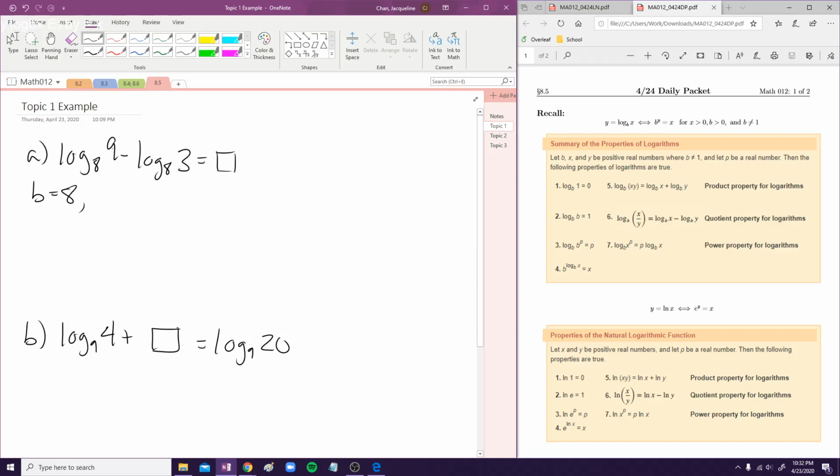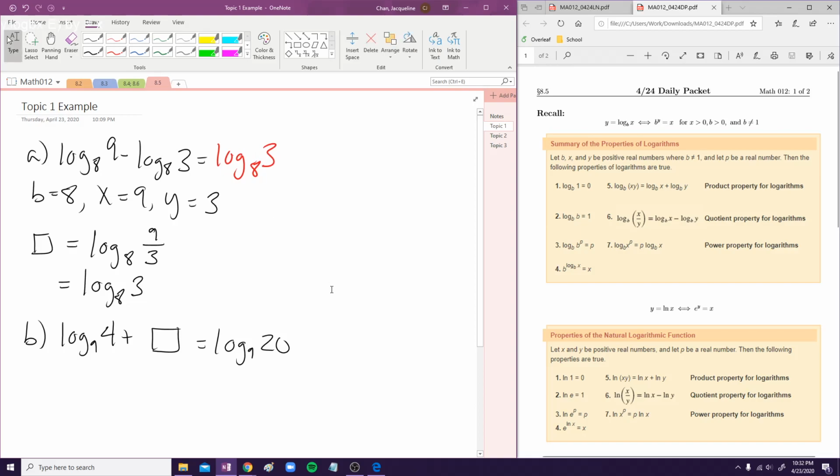Also labeling, so this first one, x is equal to 9, and then y is equal to 3. So if I put these together, box is going to equal log base b of 9 divided by 3, right? We can actually simplify this, because what is 9 divided by 3? That is 3. So this is log base b of 3. Oh, geez, not b. We already know what b is. B is 8. So log base 8 of 9 minus log base 8 of 3 is equal to log base 8 of 3.